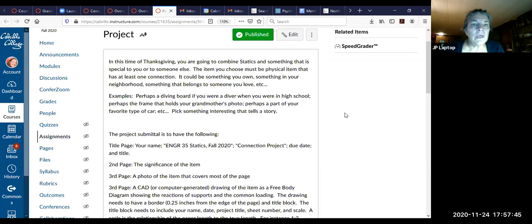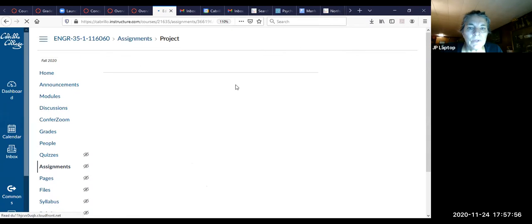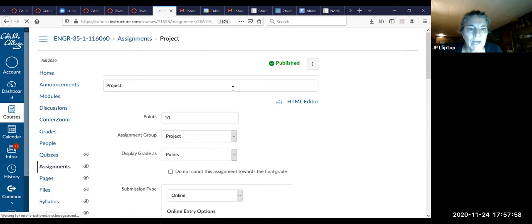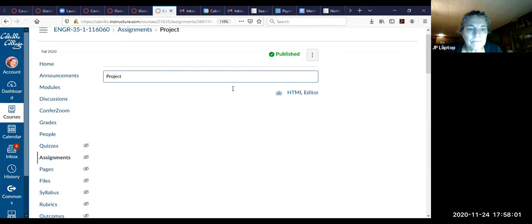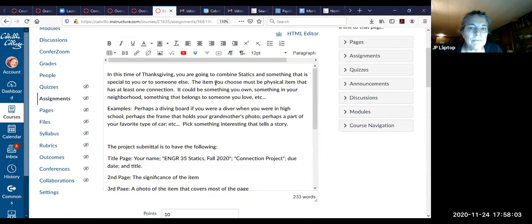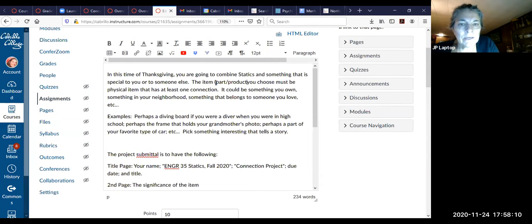Anyway, in this time of Thanksgiving, you're going to combine statics and something that is special to you or to someone else. You have to choose an item. Actually, let me just do edits as we go along, because I always think of better words when I'm with you guys. The item could be anything. It could be a part of something. It could be a product that you like. Really anything. It's just something physical, right?